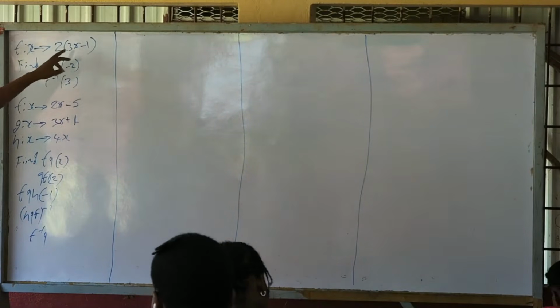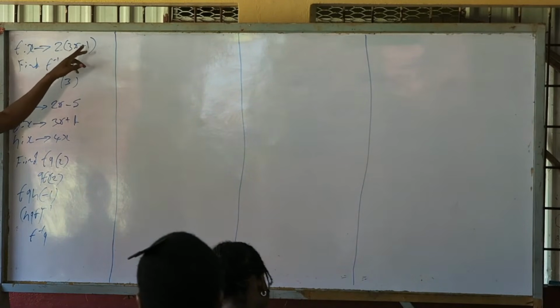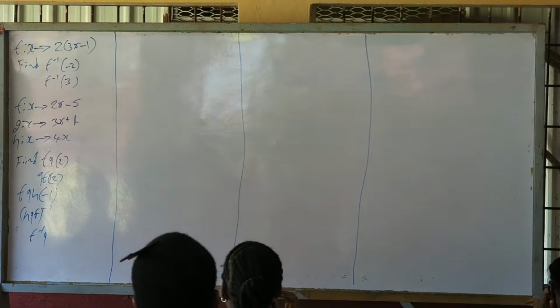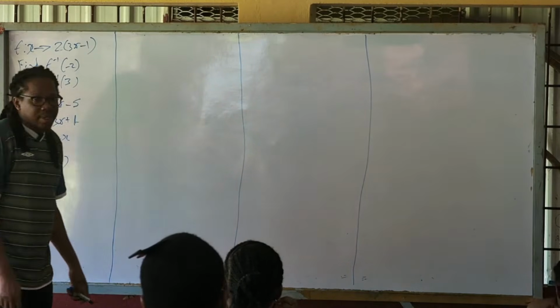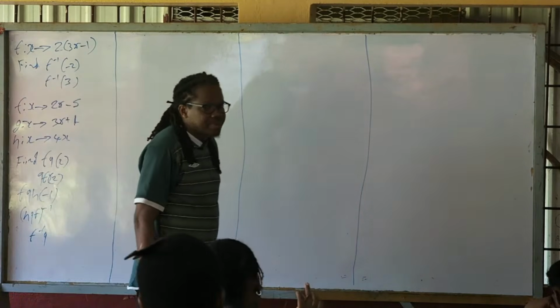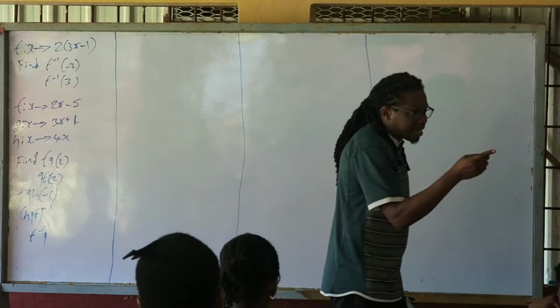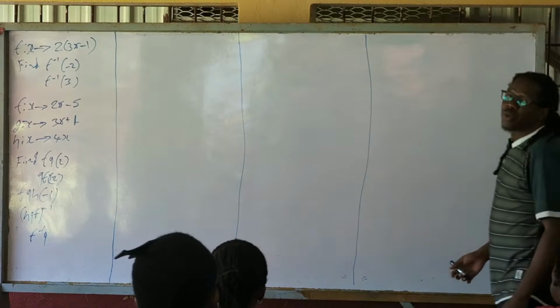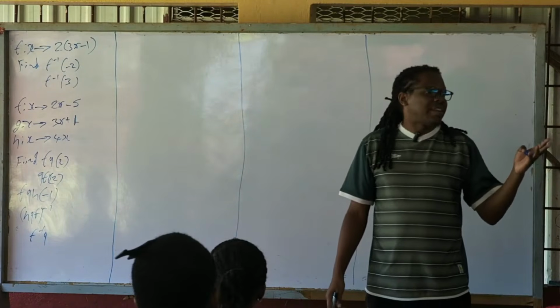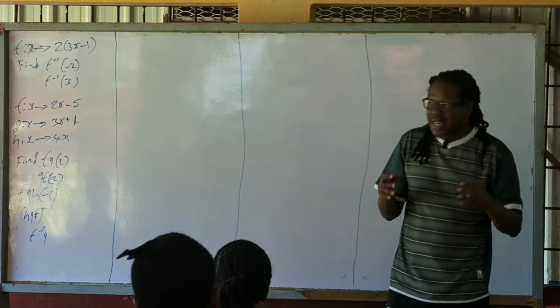Function of x, 3x minus 1. Remember we're talking about the y and x relationship. What's the y and x relationship? Y is dependent on x, right? It could be niece, it could be daughter, it could be wife, could be different things, but it's dependent.